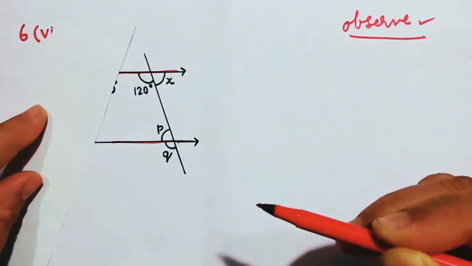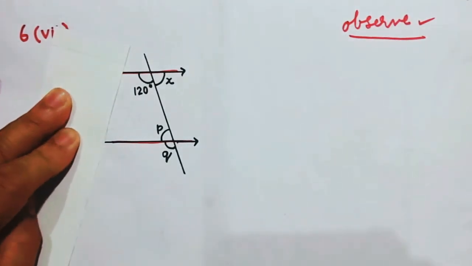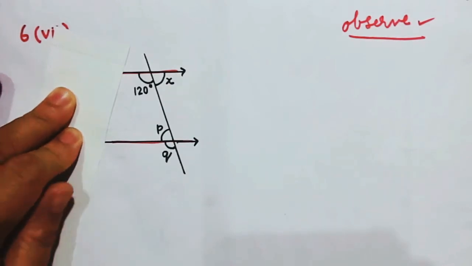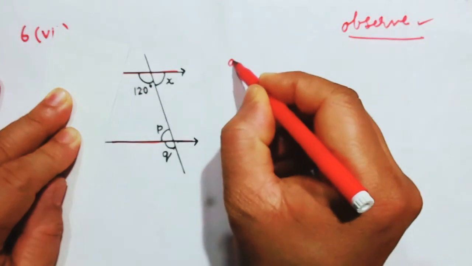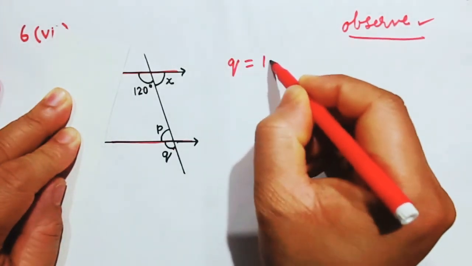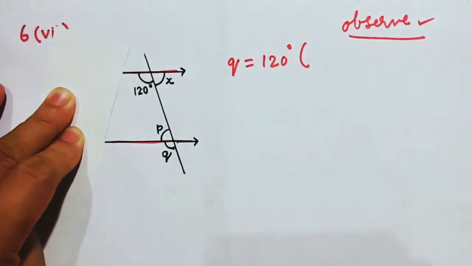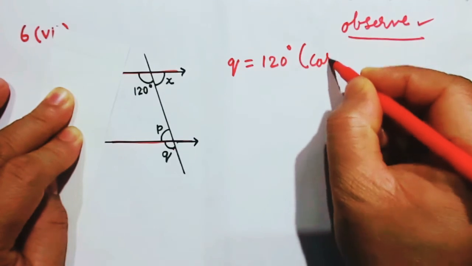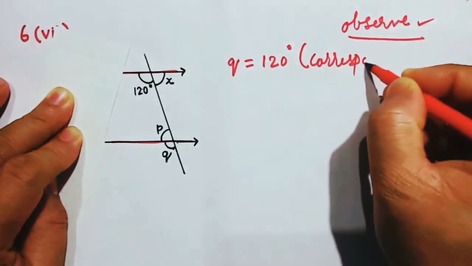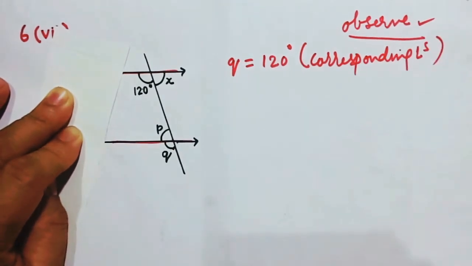So that you do not get confused, let me hide this. Now, what do we think? Do you think that the value of Q will be equal to 120? Q will be equal to 120 degree, and the reason for this is that they are corresponding angles, isn't it? They are corresponding angles. Well done.